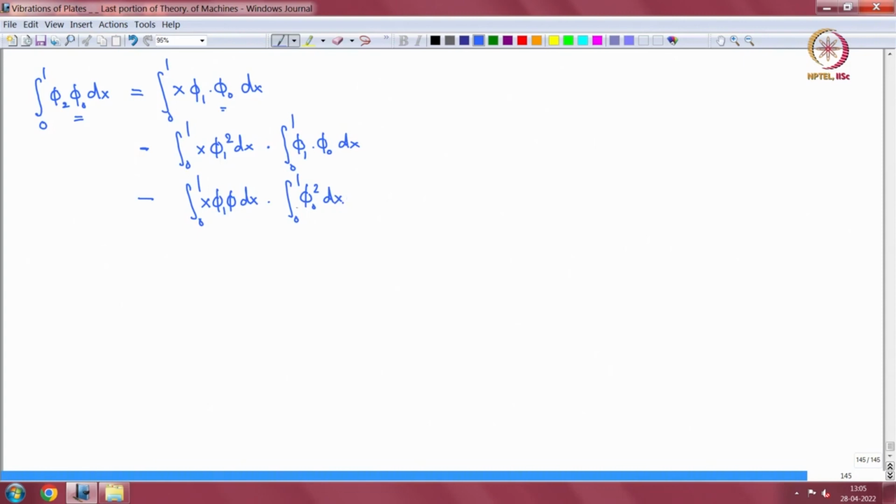Now, this is equal to 1 from orthonormalization, and this is equal to 0. Earlier we proved phi 1 and phi 0 are orthogonal, so this term is not there. Now, I have x phi 1 phi 0 here minus x phi 1 phi 0 here. This was 0, so I have x phi 1 phi 0 with a minus sign, so this is 0. So phi 2 is orthogonal to phi 0.